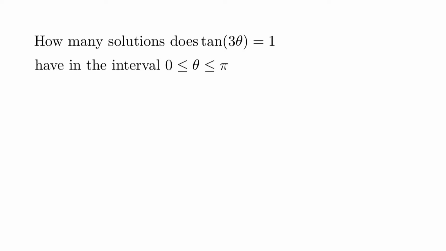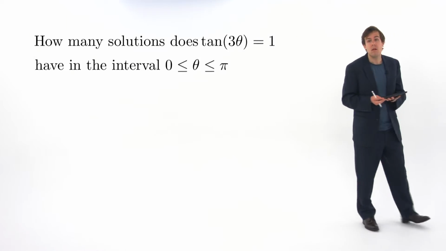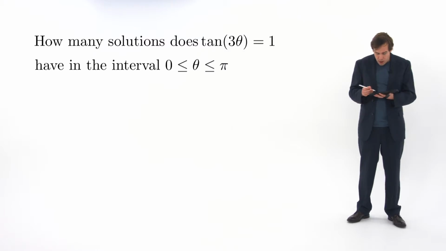So let's look at one more question that doesn't necessarily require us to do many computations, but will test our theoretical understanding. So the question is, how many solutions does tangent of 3 theta equals 1 have for theta in the interval 0 to pi? So how could we do this?